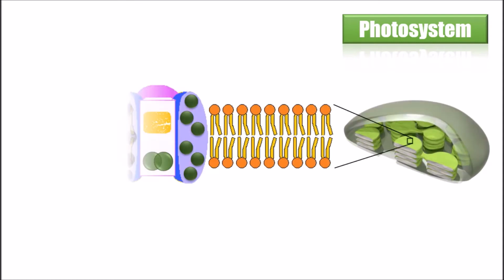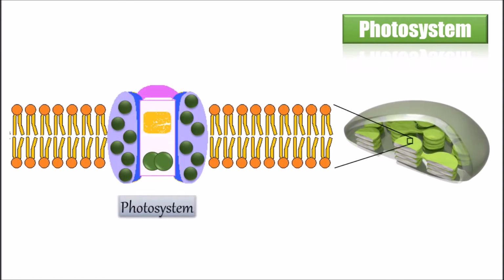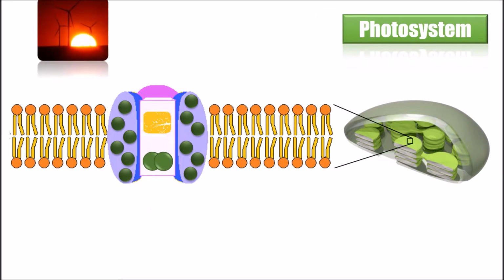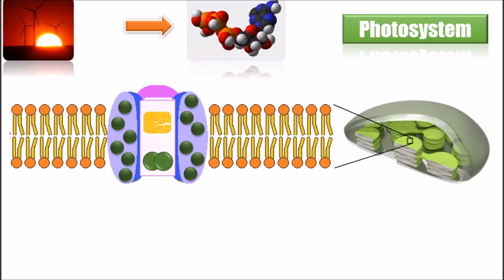Photosystems play a key role in the light reactions. They are found in the thylakoid membranes of chloroplasts. They harvest light and convert it to chemical energy.